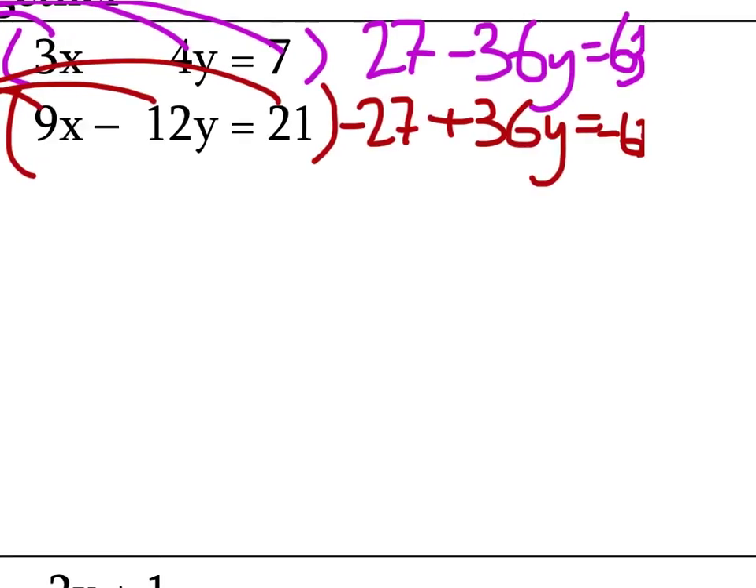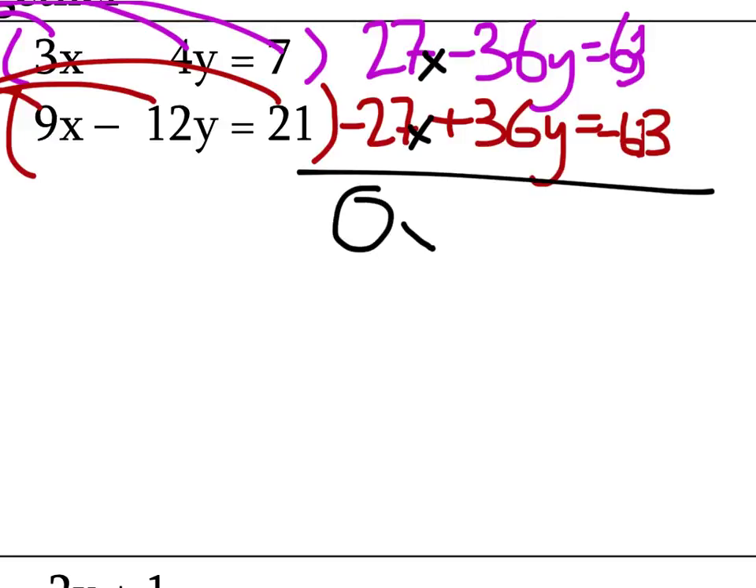Well, the beautiful thing about this, and it is beautiful, is when we decide to eliminate one, it will also eliminate the other. Oh, I forgot the x's. Thank you. So 27x minus 27x would give us 0 x's, plus 36y, negative 36y plus 36y is 0. y equals 0.